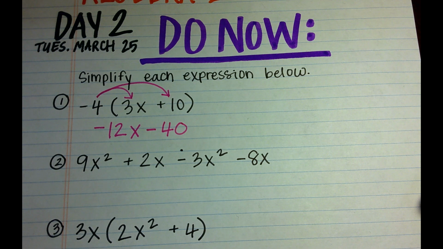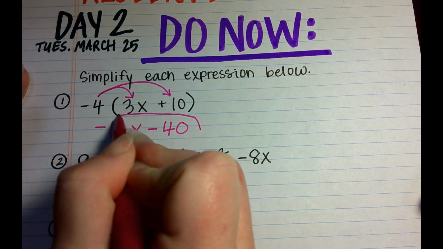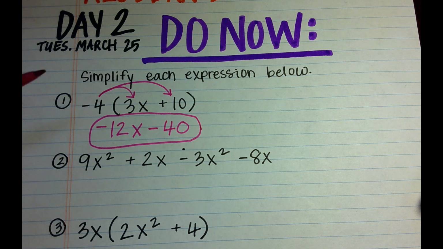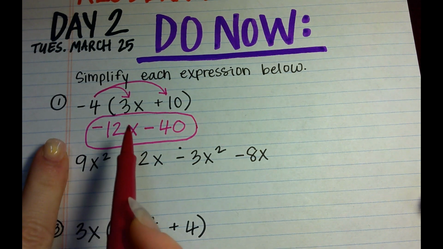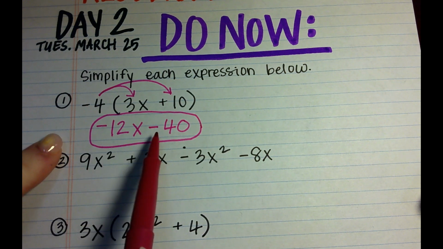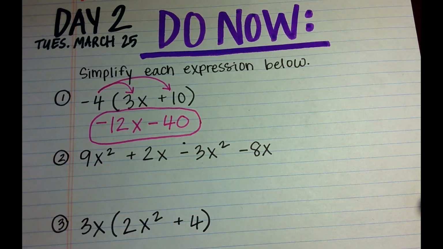Are we done? Is that our answer? Yes, we're done. It's simplified. That's as far as we can go. So we'll circle it, and that is it. That's a good catch on that one, because especially yesterday when we started talking about exponent multiplication, it's super easy to forget, when am I multiplying, when am I adding? In this case, we're not messing with exponents, we're just doing regular old multiplication. So we're getting -12x minus 40. That is our simplified answer.